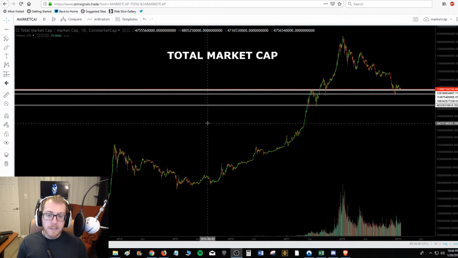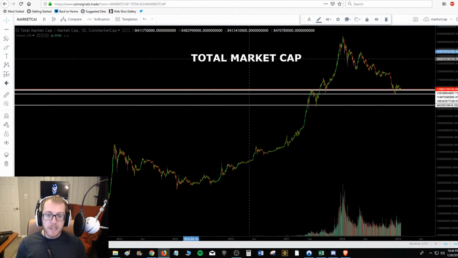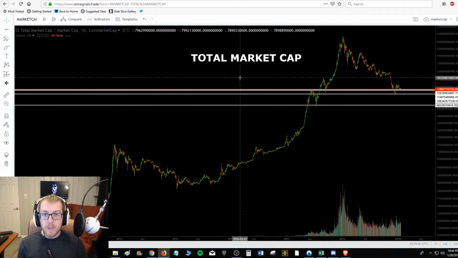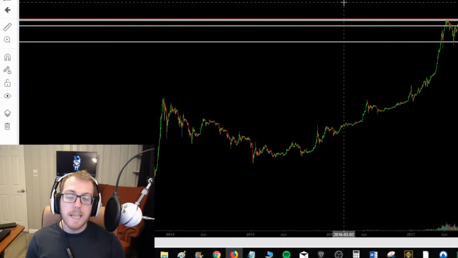So I always like to start my watch list by looking at the total market cap, because this is something I want to be reviewing pretty much every week. All the time I'm looking at the total market cap because I want to know what's going on in the bigger picture. And I think the total market cap is a great way to analyze the macro markets.